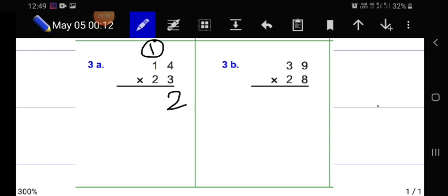3 1s are 3. Plus 1, 4. So the answer is 42. Just keep a cross here, so that it is understood that you have to leave this space. Now multiply 2 with 4 and then with 1. 2 4s are 8. 2 1s are 2.